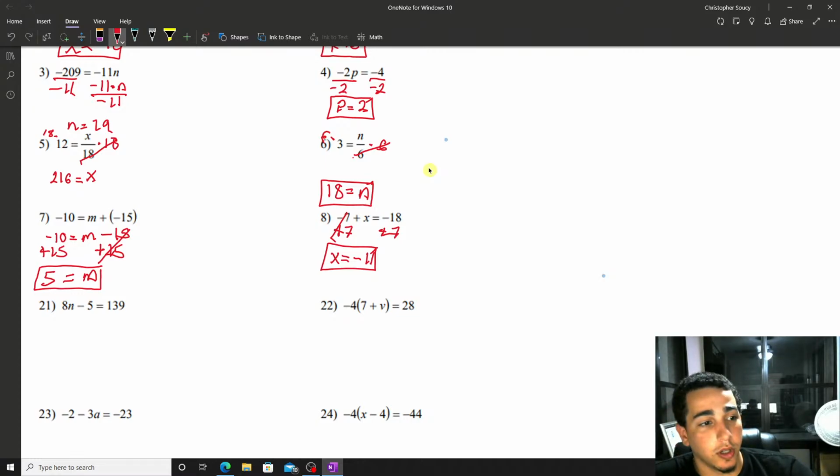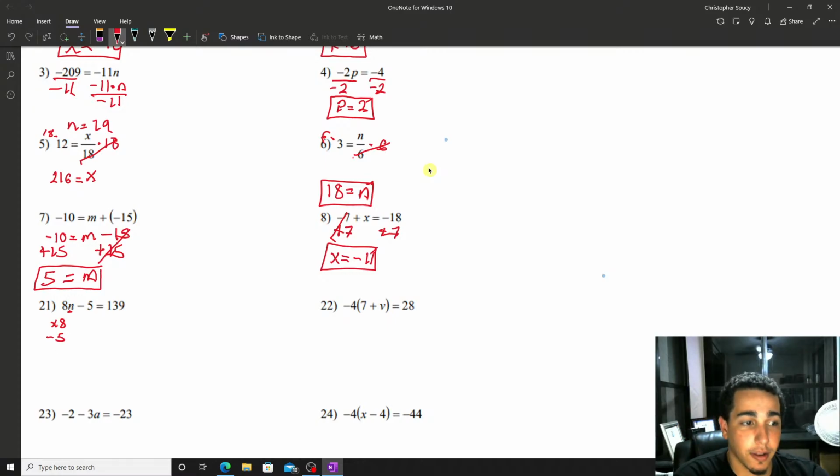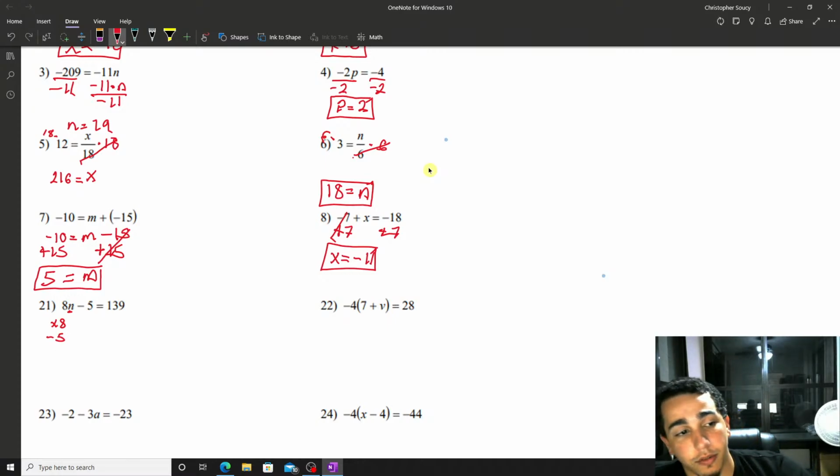For number 21, we need to get n by itself, and now instead of one-step equations, all the equations that we've done before number 21 have just taken one step to solve. Now we're going to have equations that take more than one step. So in order to get n by itself, we have to get rid of the two things around n. The first thing is multiplying 8, and the second thing is subtracting 5. We're going to get rid of the subtracting 5 first, and then we're going to get rid of the multiplication with 8.